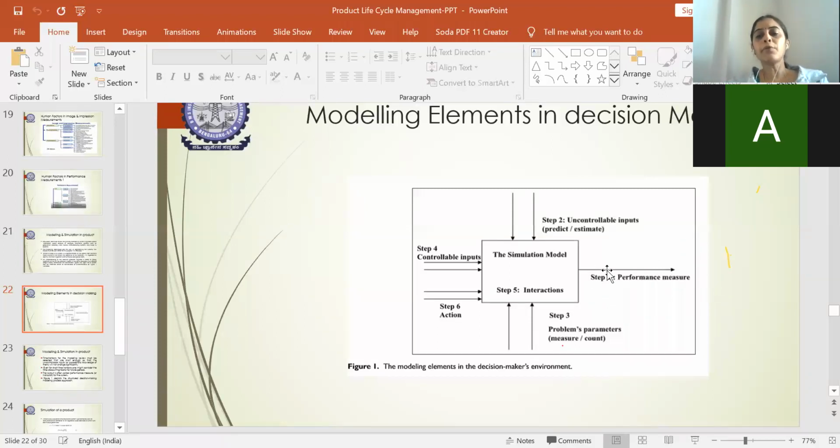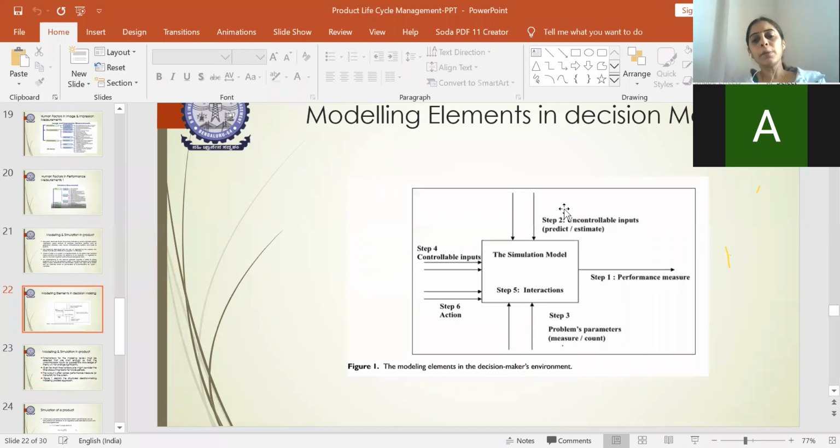Okay, so in any performance measurement you will have uncontrollable inputs and controllable inputs. You have to bifurcate which are the uncontrollable inputs and which are the controllable inputs. Uncontrollable inputs can be predicted and estimated also, whereas the problem mainly arises due to the uncontrollable inputs and not due to the controllable inputs. Controllable inputs will be controlled and will go on systematically.